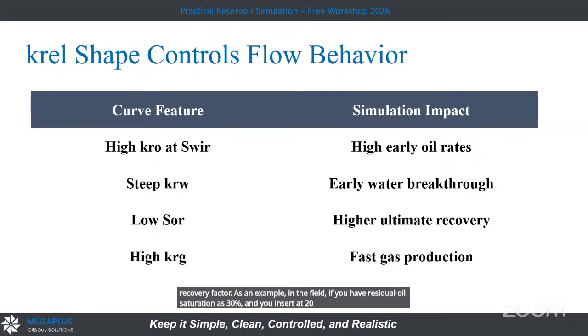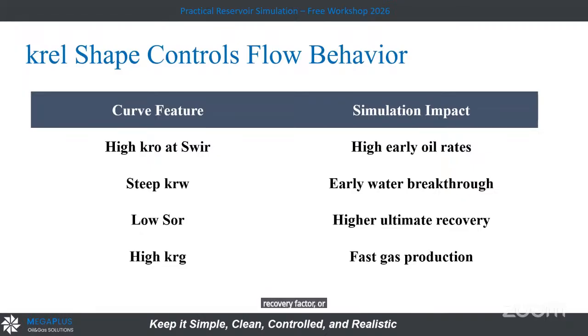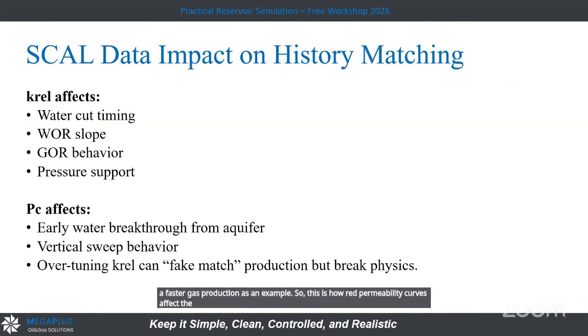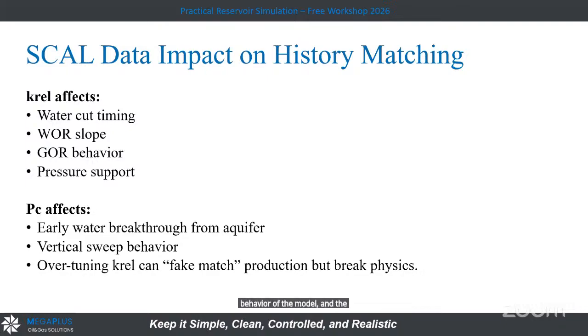As an example, in the field, if you have residual oil saturation of 30% and you insert it as 20%, you have a problem. There is a 10% recovery factor difference, or more than that, after water injection, of course. If you have a high relative permeability of the gas, you will have fast gas production, as an example. So this is how relative permeability curves affect the behavior of the model and the flow.